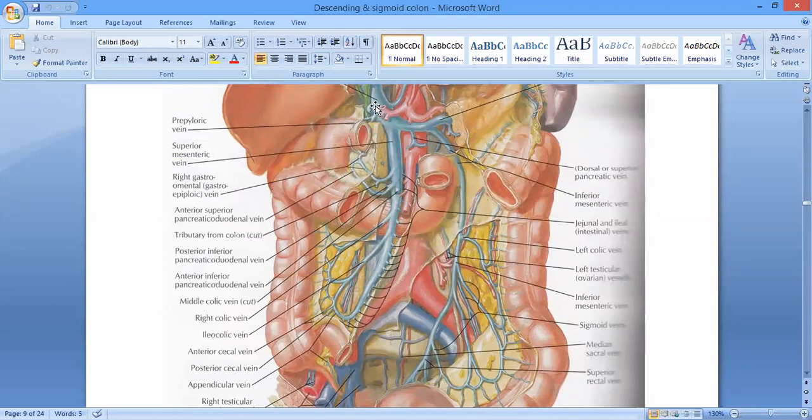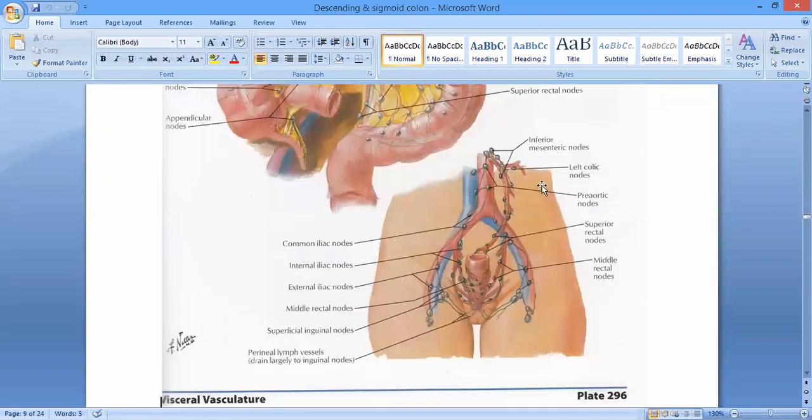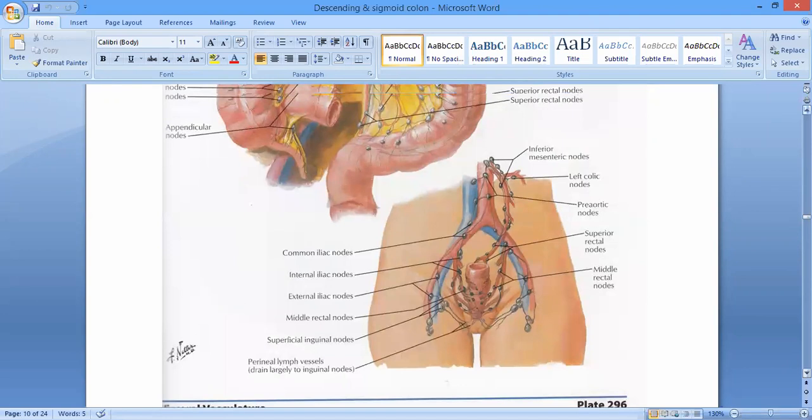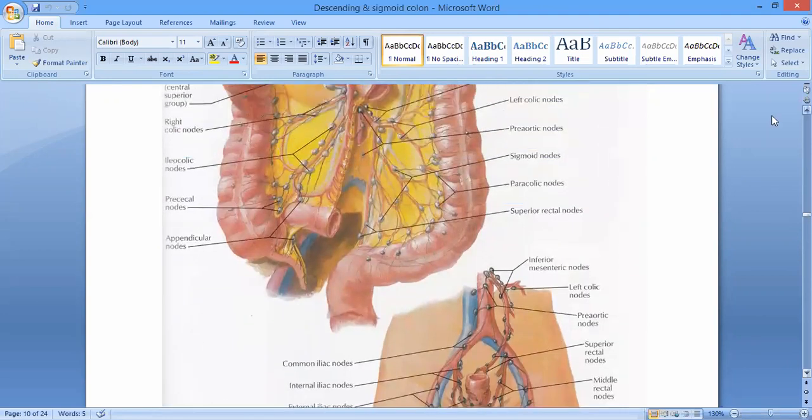So again, the veins are related to the portal venous system. Lymph nodes, again, the nodes along the epicolic on this surface of the sigmoid colon, and from here over the paracolic going towards the sigmoid nodes, which are running along the sigmoid arteries, and then from here to the inferior mesenteric nodes.